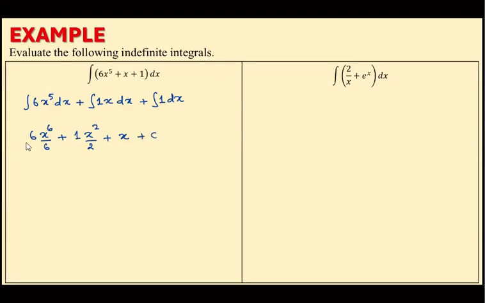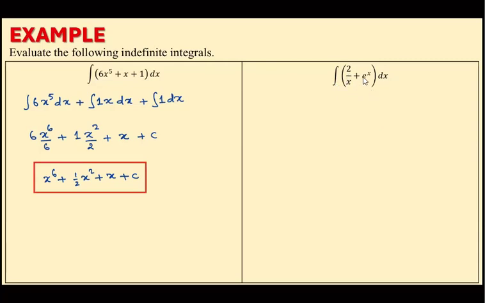So finally, 6 over 6 gets canceled there. So we get x raised to 6 plus we have half x squared, 1 over 2, or half x squared, then plus x plus c. Okay, that is the answer to that first question. Now let's look at the second one.